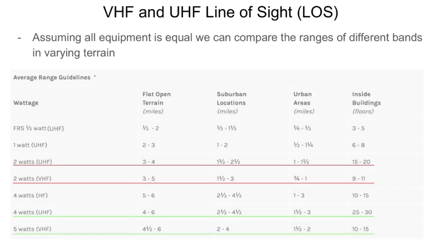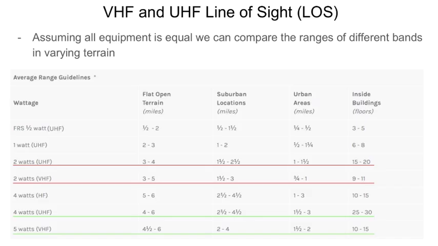Now when we get to inside buildings, that's even more dense. Now we're counting in floors, not miles. So that's 3 to 5 floors. But you can see once we double the power, from half a watt to 1 watt, that can potentially double the range of how far we can talk in flat open terrain, and same with everything else. Now, when we get to 2 watts, we can see a pretty close comparison of UHF to VHF.